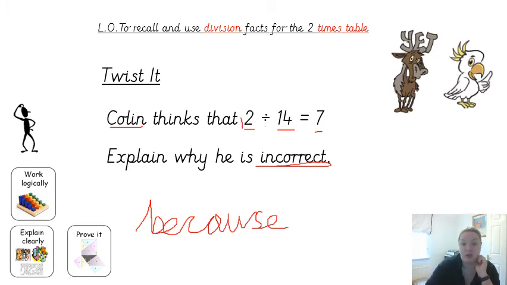So Colin is incorrect because, and then we did talk about it. I'll give you a clue though. This number here. Remember, when we divide, what number do we need to have at the beginning? I'm not going to say any more. So pause the video here and now do your twist it.